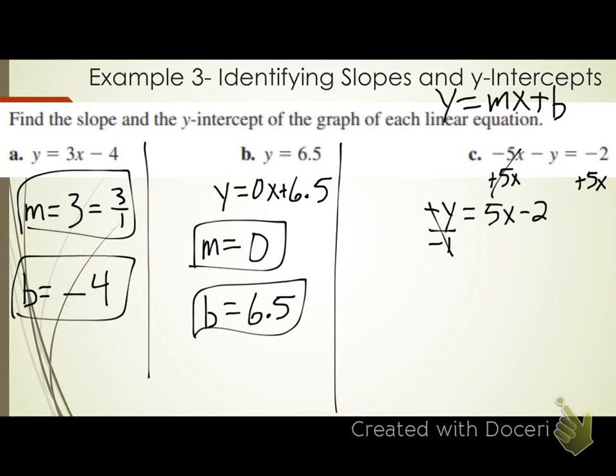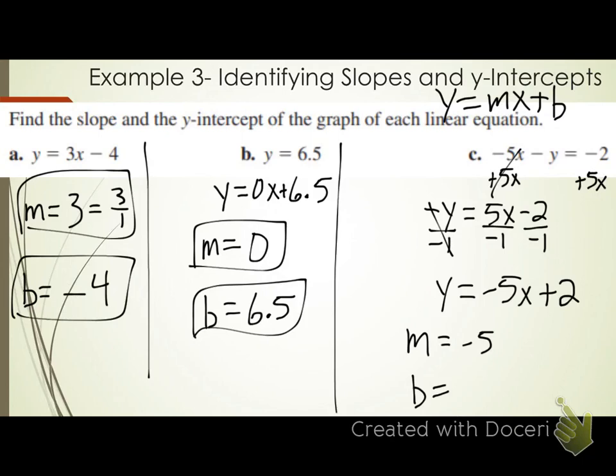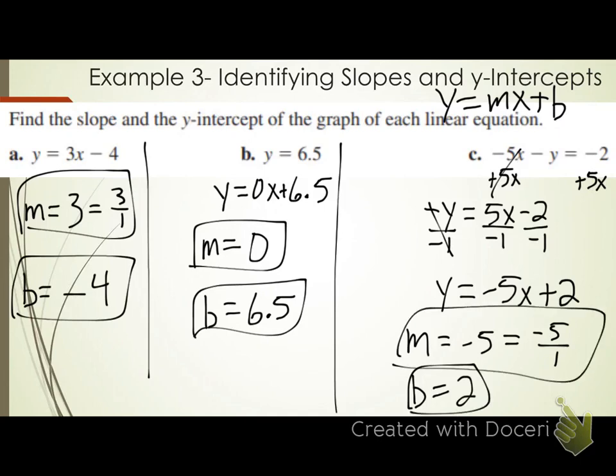Divide by negative 1. Every term gets divided by negative 1 and changes all my signs. Positive 5x turns to negative 5x. Negative 2 turns to positive 2. Is this now in slope-intercept form? Yes, it is. So what's my slope? Negative 5. Don't include the x with the slope. It's just the number being multiplied by x, okay? Or negative 5 over 1. And what's my b value, my y-intercept? 2. Any questions on that?